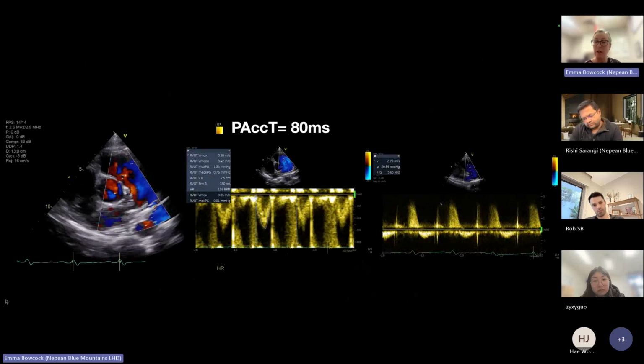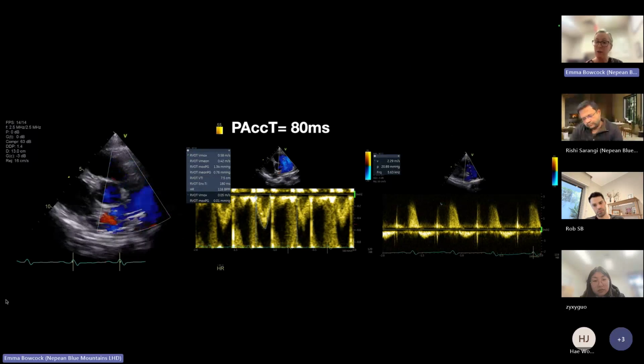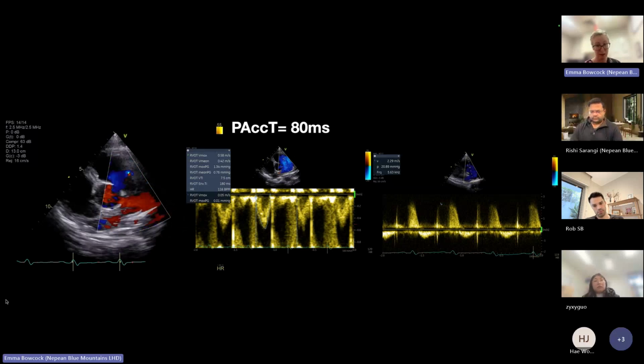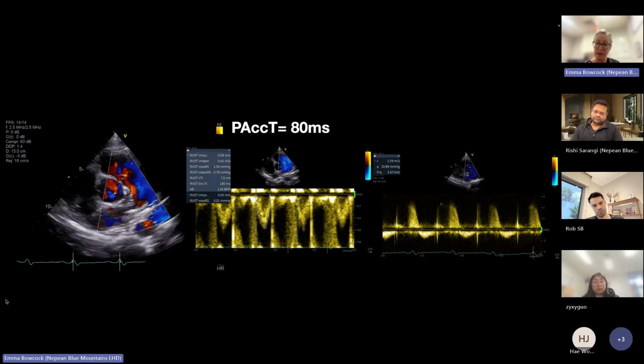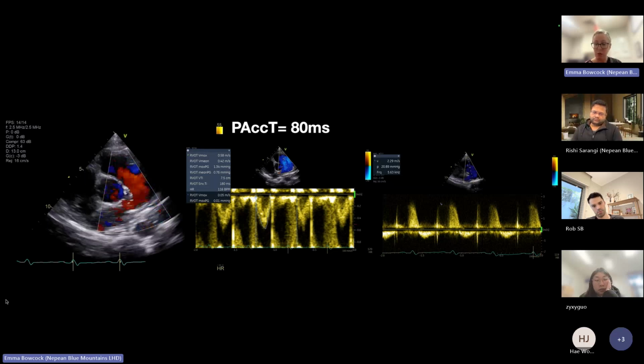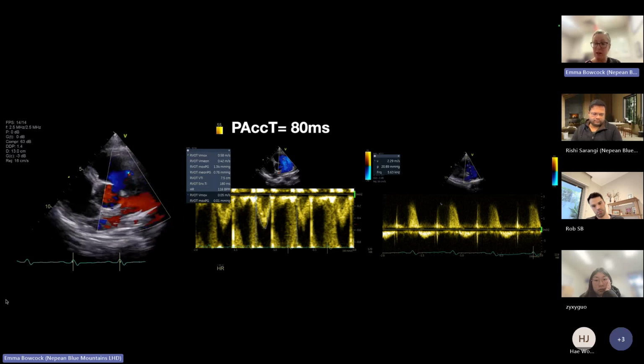Mild PR. Accel time's a bit low, but remember she's very tachycardic, so it's actually not validated outside heart rates between 60 and 90. But it's the trend and it's putting it all together. She probably does have an element of raised pulmonary vascular resistance. It's not looking like it's a left heart problem. So therefore, all of your other causes, apart from left heart disease, do have a precapillary pulmonary hypertension element. So she probably has got a precapillary chronic pulmonary hypertension going on for whatever that reason might be.